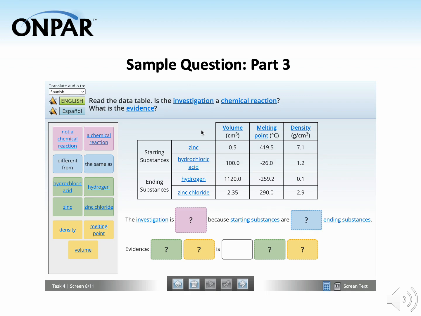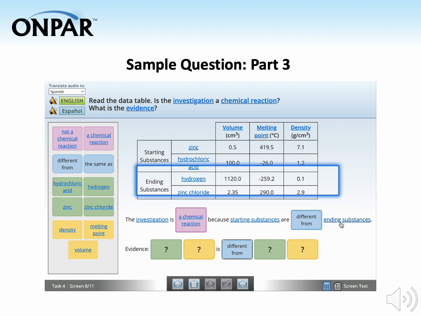On this question, I want to highlight some of the language supports. And so you'll see as my cursor goes over these hyperlinked words and phrases, different images showing up in the corner, or highlighting parts of the data table. And so that's helping give students support for some of the vocabulary.